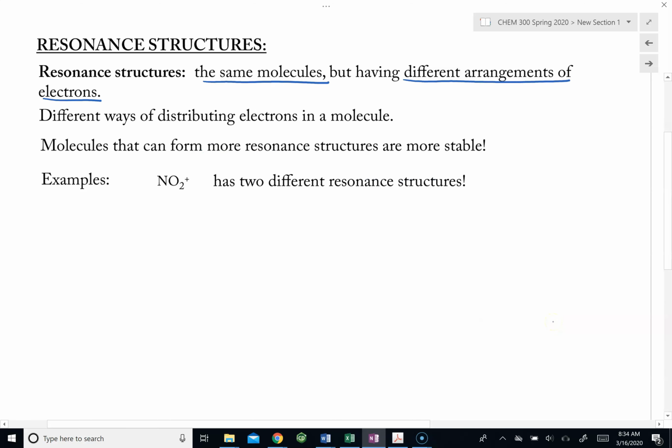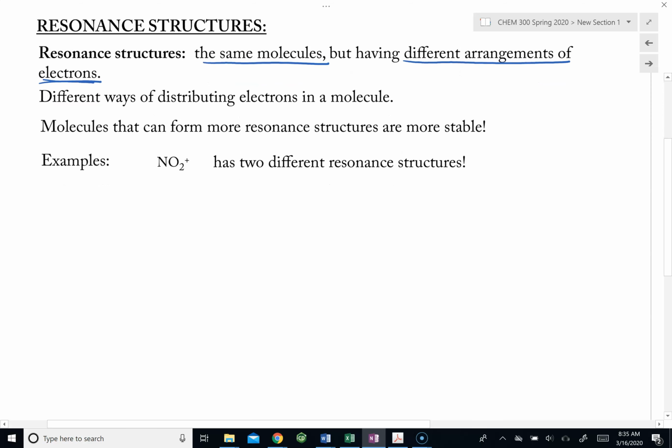Resonance structures. The concept of resonance structure is very important in chemistry, especially in organic chemistry that many of you will be taking later. So first, what are resonance structures? Resonance structures are basically the same molecule, but they have different ways of arranging their electrons. So, how can a molecule have different ways of distributing its electrons? The answer is because of how the double bonds may be formed in a molecule.